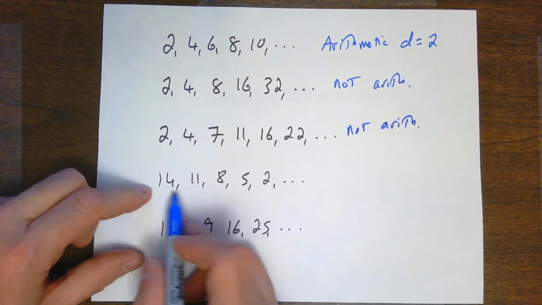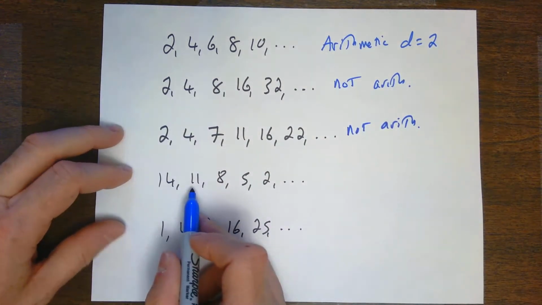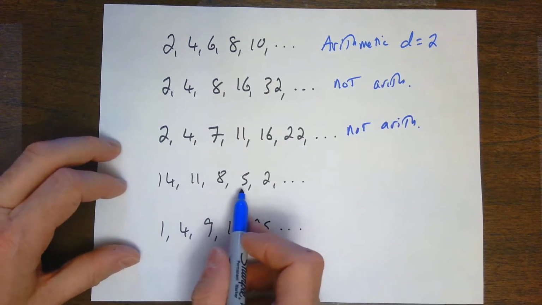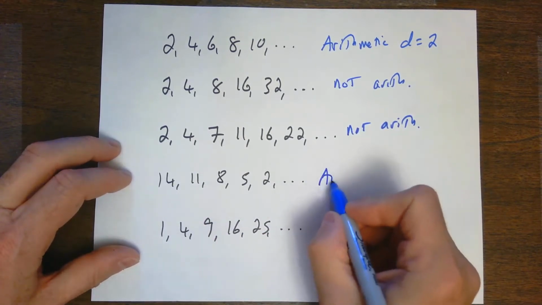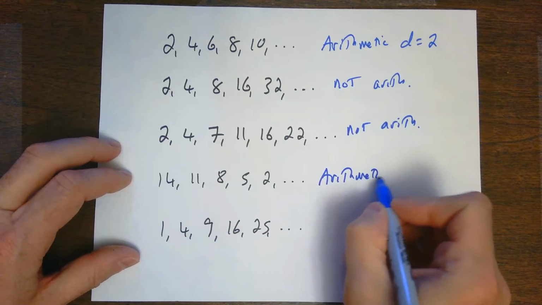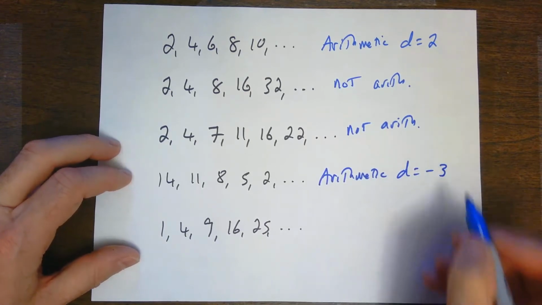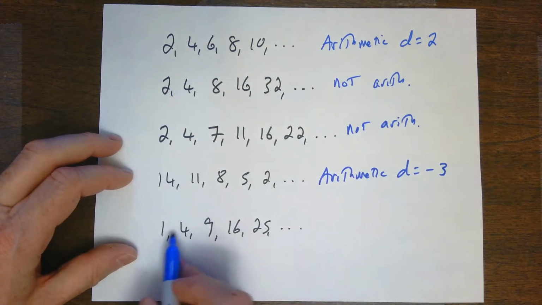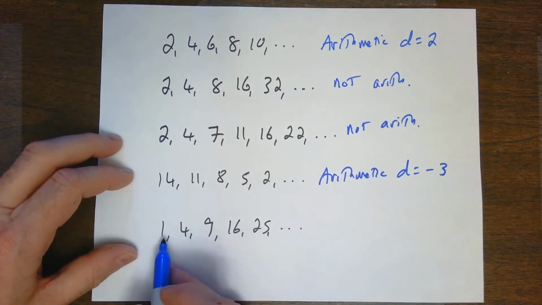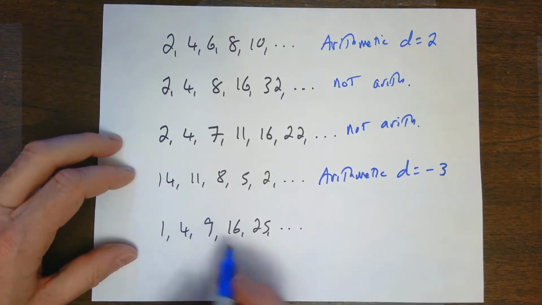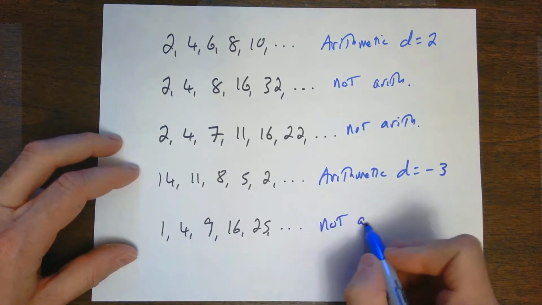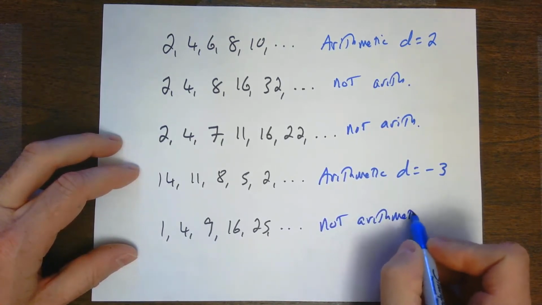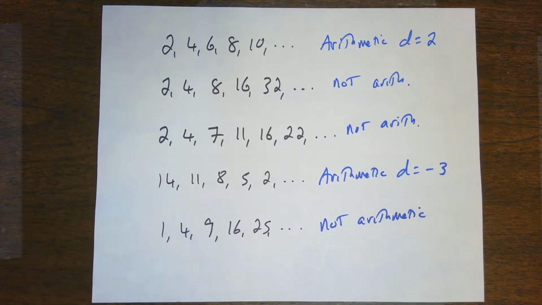14, 11. Okay, so now this is going down by 3, to 8, down by 3, to 5, down by 3, down by 3. This is arithmetic. What's the common difference? Negative 3. How about this one? 1, 4, 9, 16. Goes up by 3, up by 5, up by 7. No, this is definitely not arithmetic. There's no common difference there.